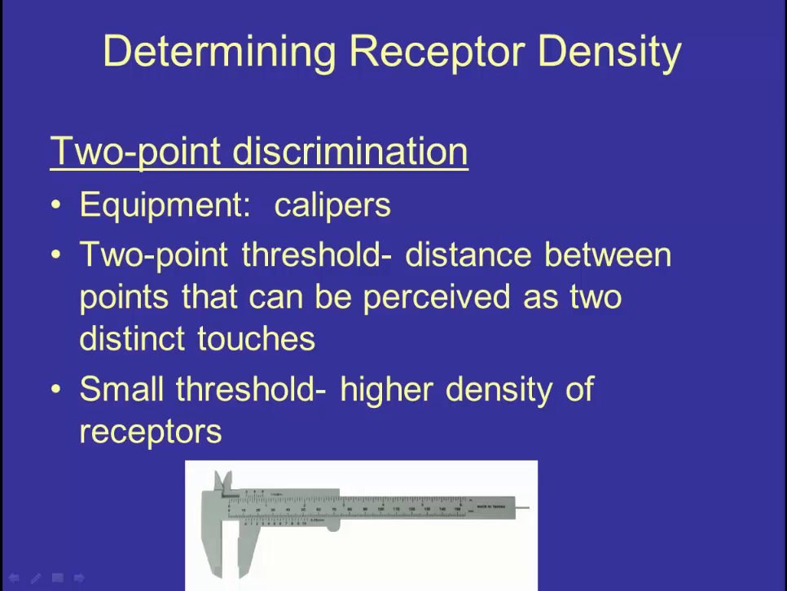and you will look to see which parts of the body have small measurements, what we call a small two-point threshold, or large two-point thresholds. The smaller the measurement is, the more the receptors are packed in there and the higher the density.